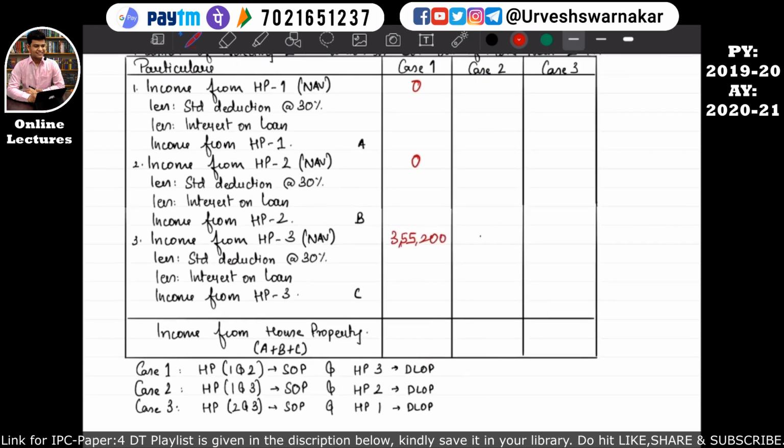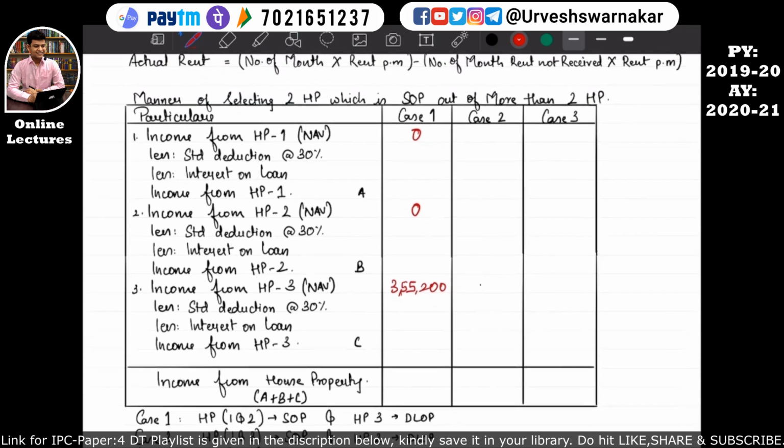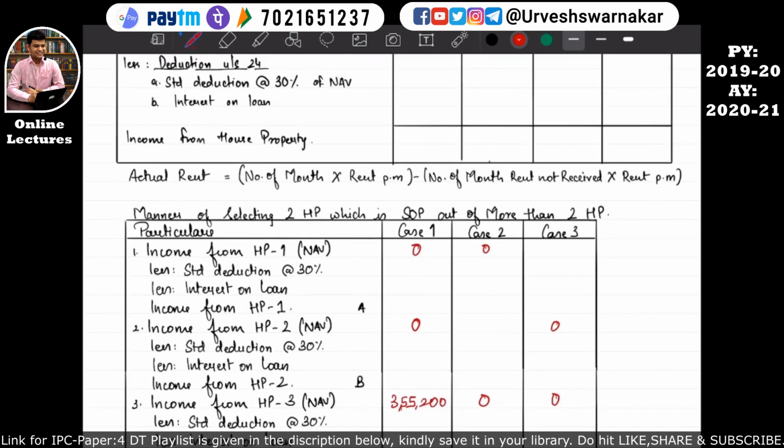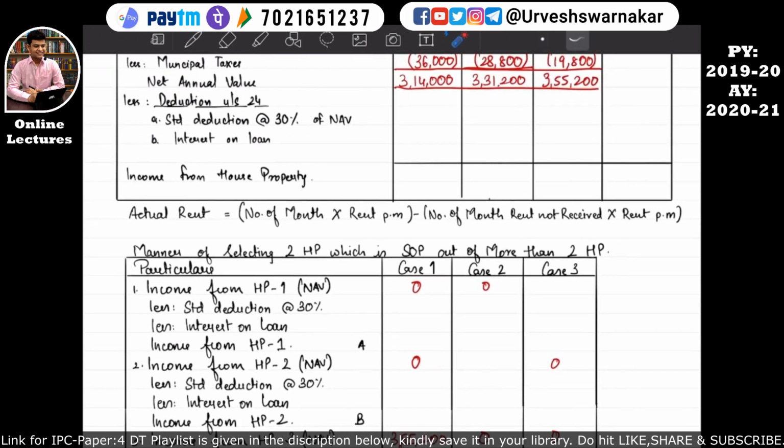But in case 2, house property 1 and 3 are self-occupied. That means 1 and 3 will be 0. And in case 3, house property 2 and 3 are self-occupied house property. That means income from house property 2 and 3 will be 0 in case 3. I hope this is quite clear. So for the income from house property 2, we need to write the details of the NAV in here.